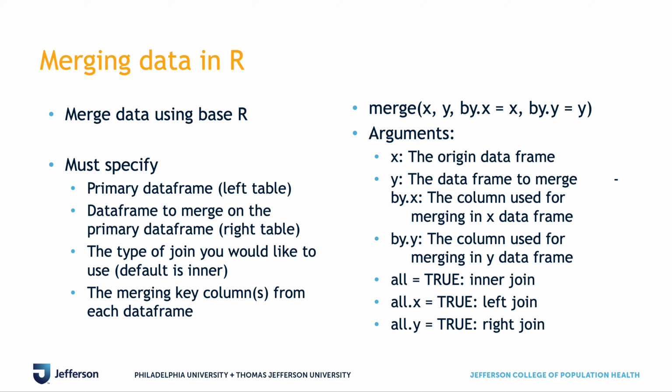And then we'll have to specify the column to merge on. If we're merging on patient ID equals patient ID, we can say by.x equals patient ID and by.y equals patient ID. Or, instead of saying it twice, if the column is named identically in both tables, we can just say by equals patient ID, and R will understand that both tables have to have this column, and we're drawing on that column for each table.